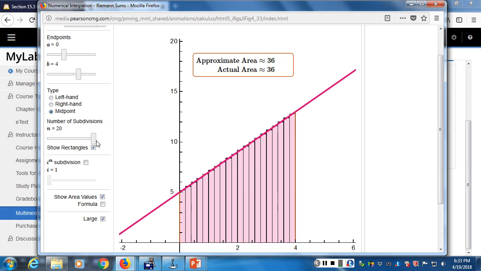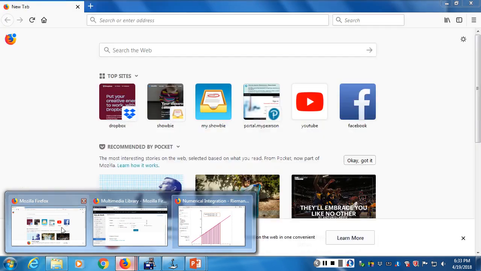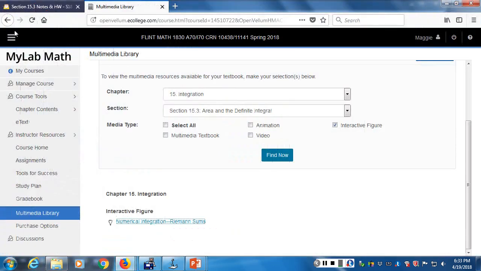Now, doing it here is kind of foolish because, like we said, we can use a geometry formula to find the exact area, but we know that most of the functions that we run into are not straight lines. They're mostly curves. So we're going to go back, and I'm going to go back to my handout.